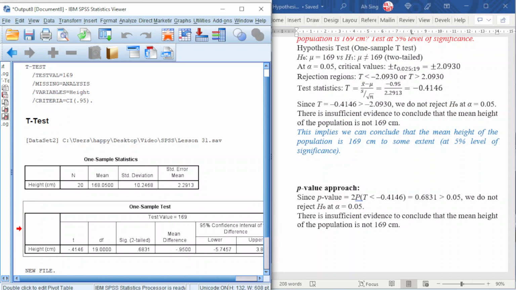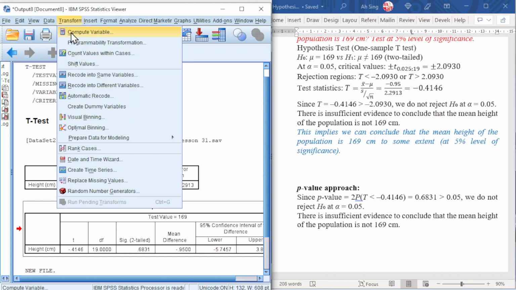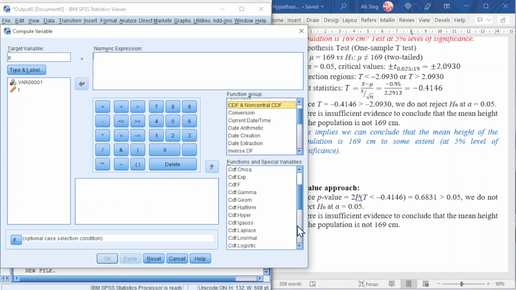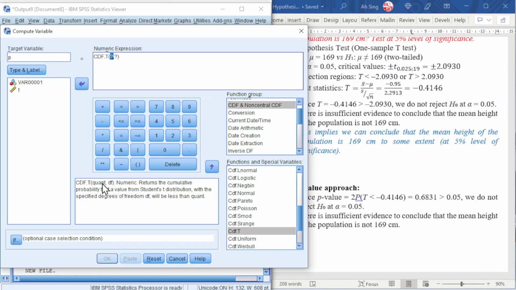To calculate the value, we go back to data view, or we can straight away click on Transform, Compute Variable. What we need here is the p-value. We can first reset or simply delete the previous numeric expression. Next, what we want here is to look for the cumulative distribution function, CDF, look for the t distribution, CDF.T. The first question mark is the test statistics, which is 0.4146. Bear in mind that we should enter the negative value as well.